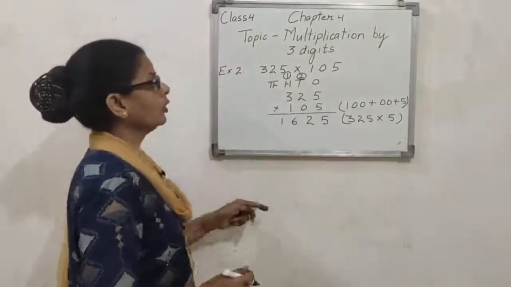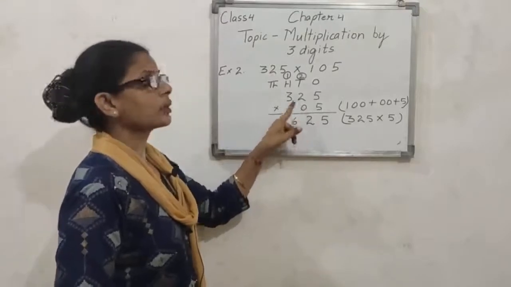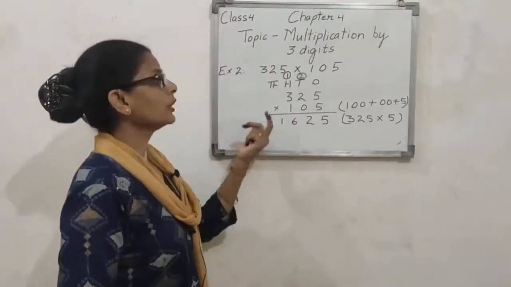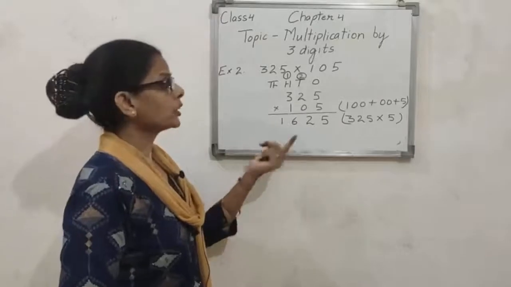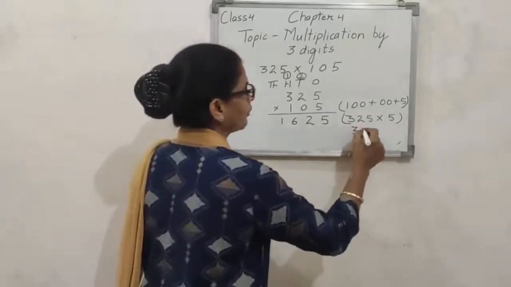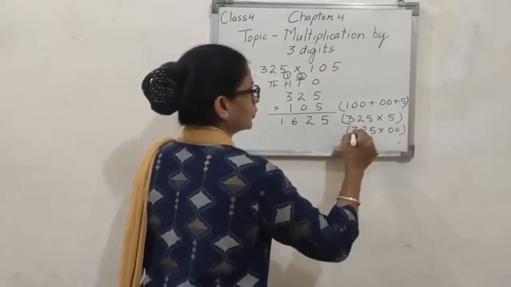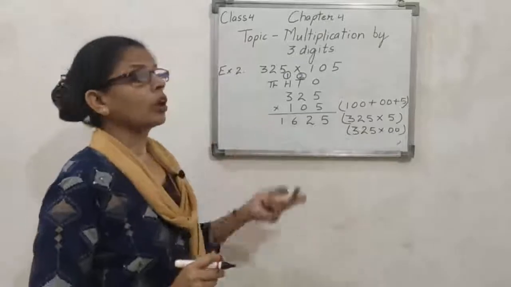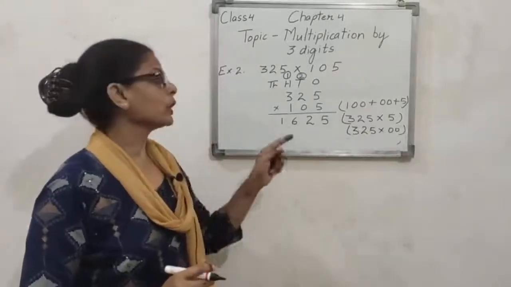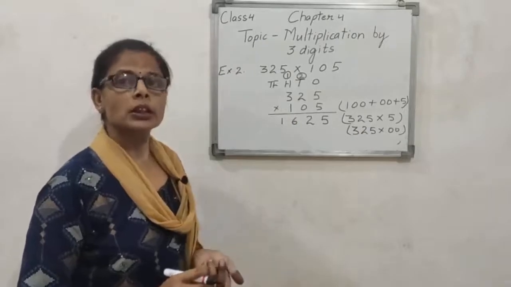Right? Now we have to multiply by the tens place. Tens place is 0. So if we don't multiply, we put a 0 also, then it's also correct. Or if we multiply 325 by 0, two zeros only. All of you know that when we multiply any number by 0, we get the product as 0 only.